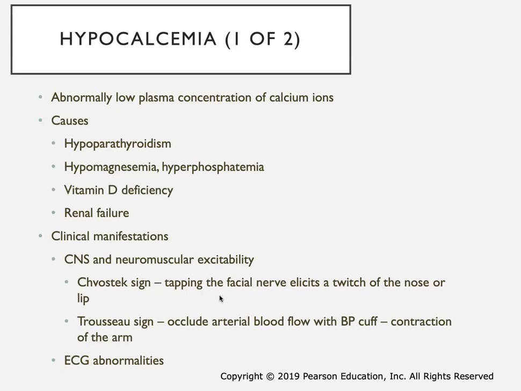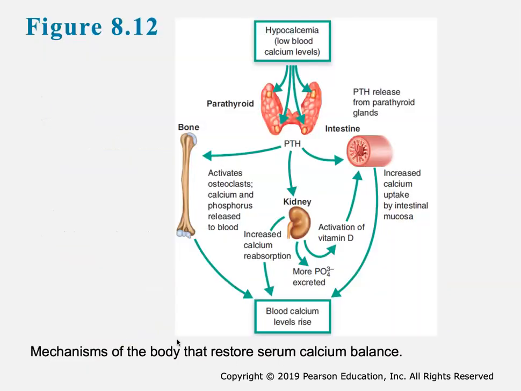So if you tap that facial nerve and you see this, it indicates that perhaps the calcium levels are too low. The Trousseau sign: here you can occlude the arterial blood flow with a blood pressure cuff, and it causes, again, an abnormal contraction or movement of the arm. Also, you might see ECG abnormalities as well, okay? Because again, we said calcium is super important in function of muscle cells, right? And neurons, okay? So it's going to affect that electrical conductivity of the heart as well.